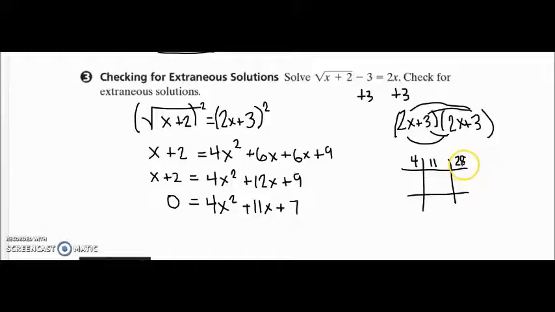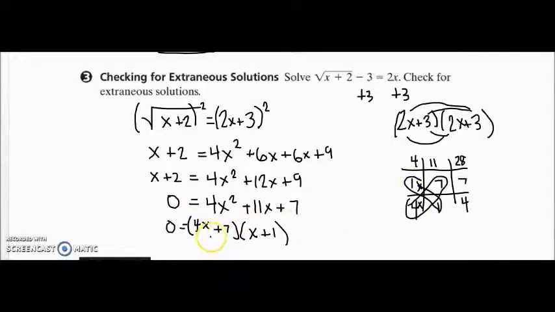So two numbers that multiply to be 28 and add to be 11 actually happen to be 7 and 4. The greatest common factor between 4 and 7 is 1. The greatest common factor between 4 and 4 is 4. So our terms are 4x plus 7 and x plus 1. Okay, keep in mind that in order for us to multiply these two things to get to 0, at least one of them has to be 0. So let's set them each equal to 0.